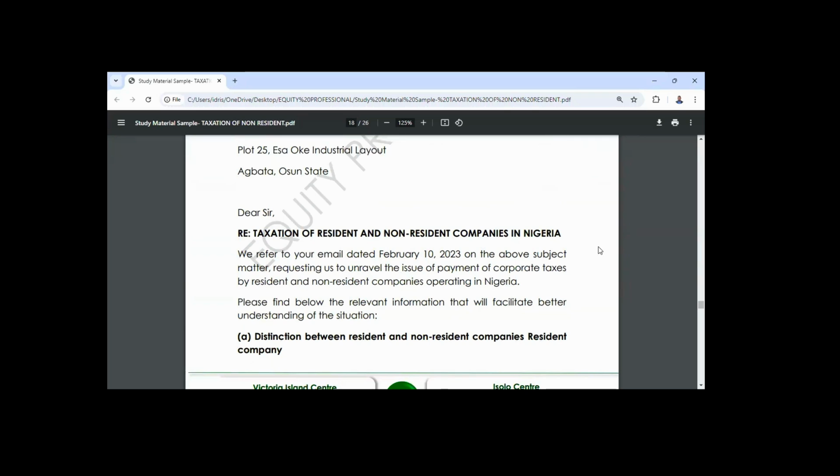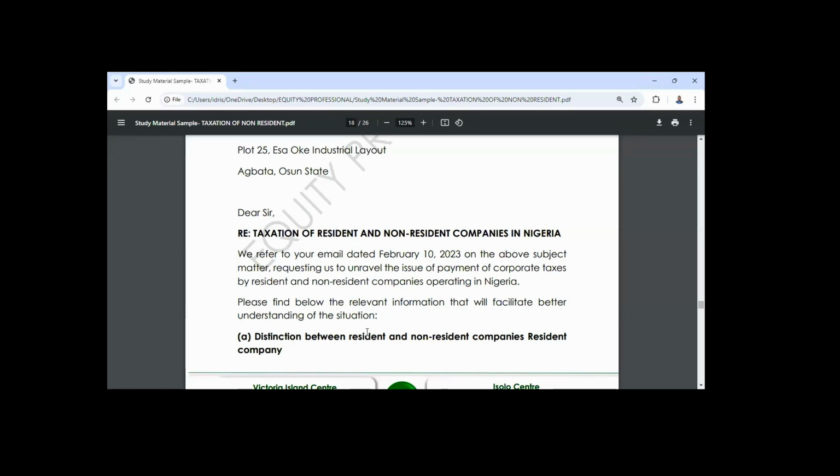You want to do it in form of report writing. Your subject of the matter is very key. After that, we refer to your mail dated February 10 on the above subject matter, requesting us to unravel the issue of payment of corporate taxes by resident and non-resident company in Nigeria. Please find below the relevant information that will facilitate better understanding of the solution.